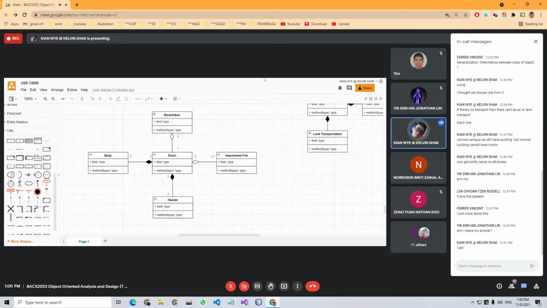I want to ask one thing. The question says it's optional, right? Optional for the email attachment. It says optionally it may consist of one or many. So in this answer, should the actual answer be 1 to 0 to many, or 0, 1 or many? Since it's optional, the email can also not have the attachment.